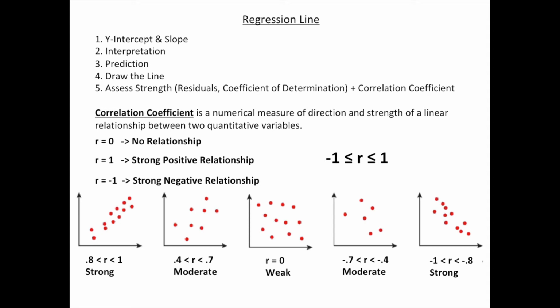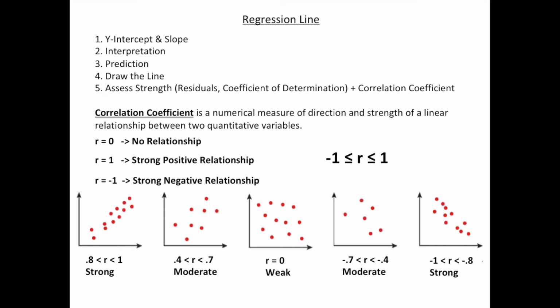Once you have negative relationships, the sign is going to account for that. So your r, again, for a moderate relationship, now needs to fall between -0.7 and -0.4. And if you have a strong negative relationship, it can fall somewhere between -1 and -0.8. So the magnitude of the r is going to tell you the strength of the relationship, and the sign is going to tell you the direction of the relationship.